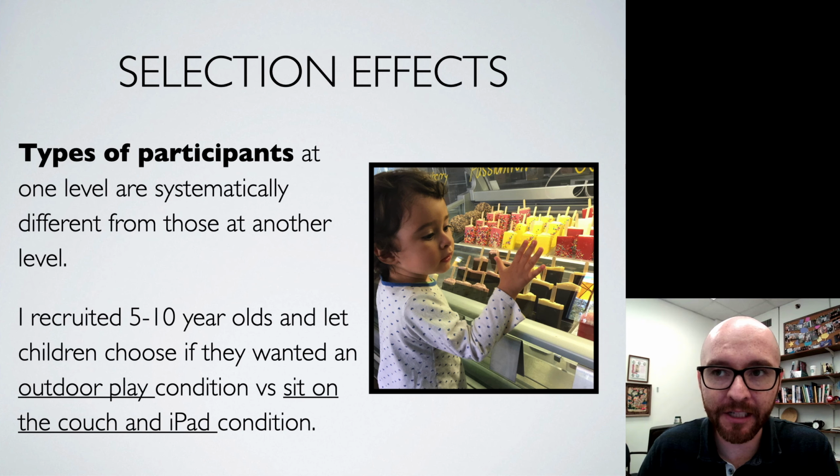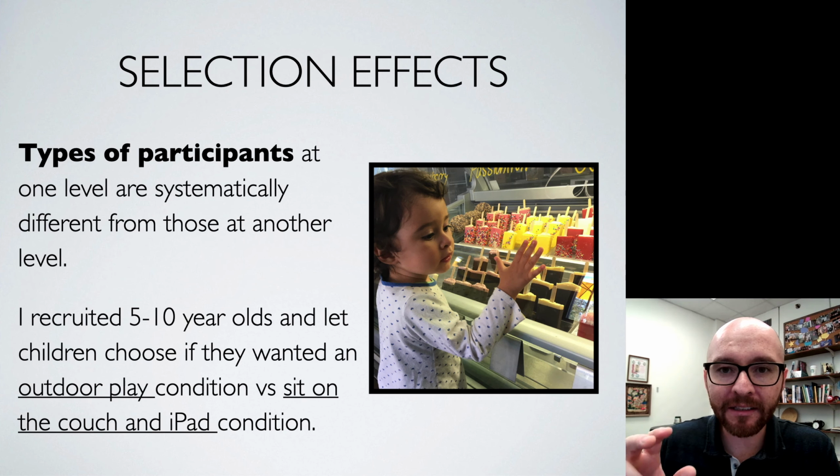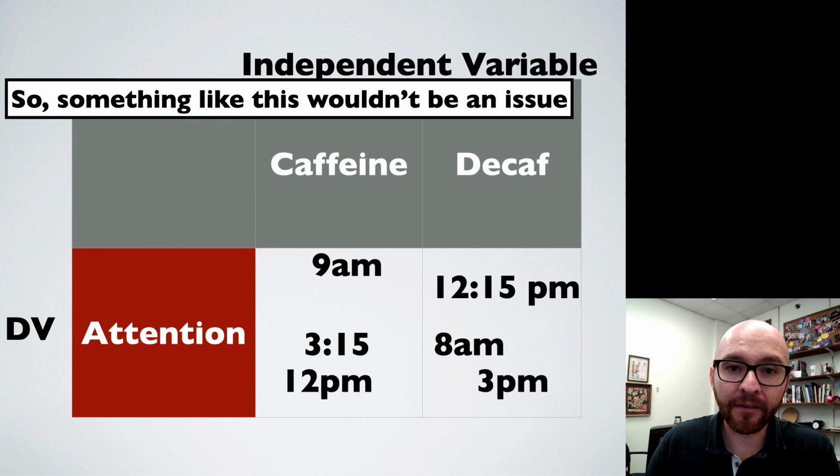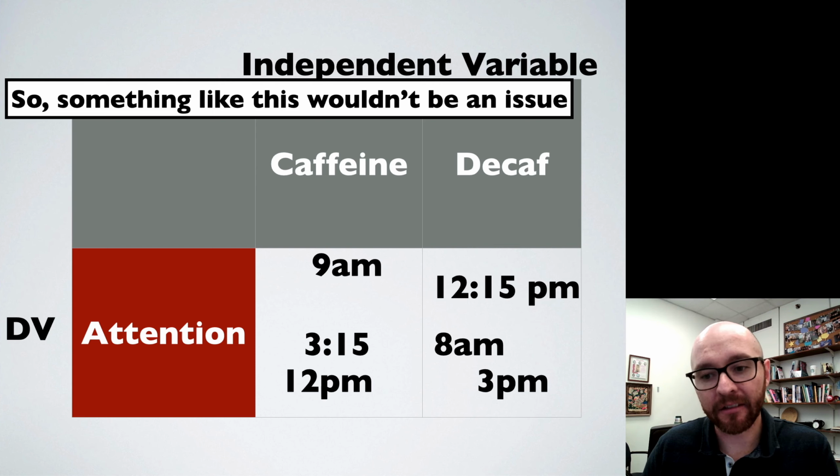But the main issue is that by letting people self-select into conditions, you might get a qualitatively different group in each comparison group. So what I mean is, if you let people choose caffeine versus decaf, you might get people who drink caffeine more often in the caffeine group. You might get people who are more resilient to caffeine in the caffeine group. You might get people who, I don't know, who are sleepier in the caffeine group, right?